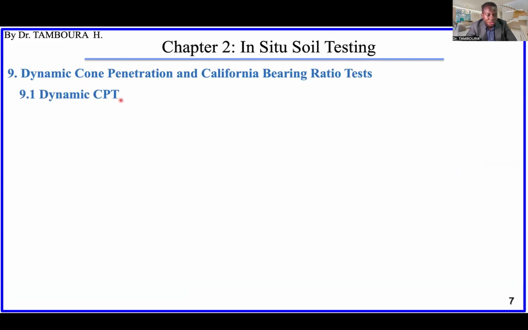Okay, dynamic CPT. We have seen CPT before, but that CPT was kind of static, the static cone penetration test, because the cone was just pushed into the ground in a static way, using static force and constant penetration rate. However, the dynamic one is not. The cone is not pushed into the ground with static force.